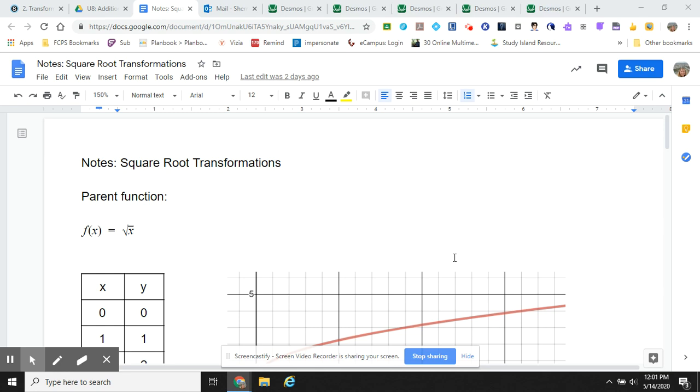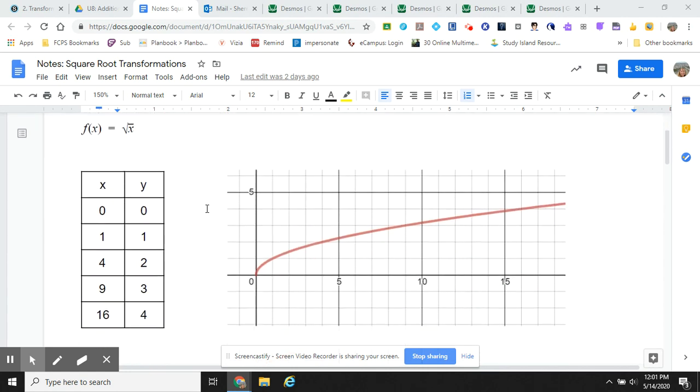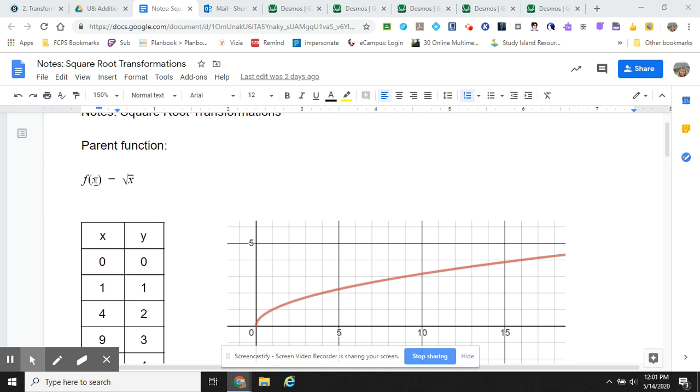All right, I'm going to real quick go through square root transformations. You're going to find that the next three sections are very, very similar. You're going to notice that the rules don't change, not much changes, just the parent function is the only thing that changes. So let's do square root transformations.